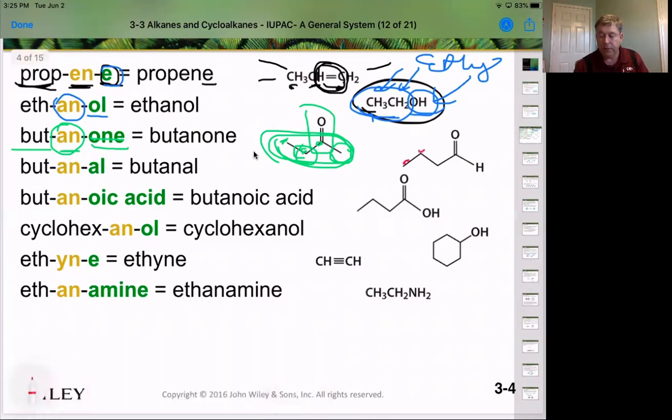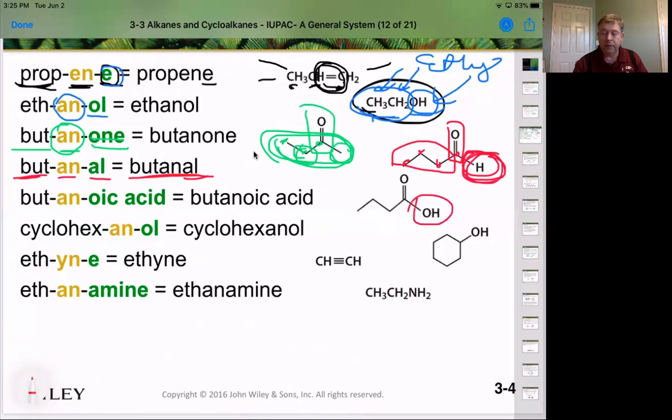We have 1, 2, 3, 4 carbons, so we have "but" again. We have a carbonyl, but it has a hydrogen bonded to it. That turns it into an aldehyde. So we have "al" at the end of the word. We have no double bonds between any of the carbons. So we have butanal. Now let's take this and take this off here and turn it into a carboxylic acid, butanoic acid, because there's no double bonds here.